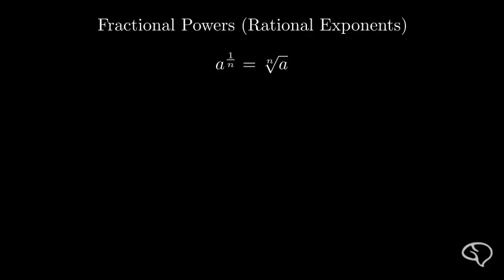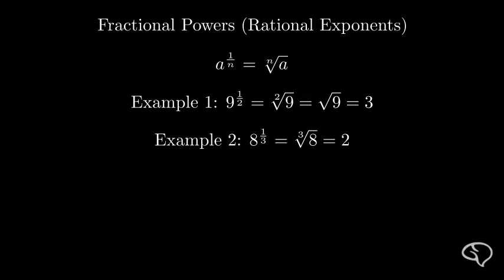Let's look at some examples to make this clear. First, 9 to the power of 1 over 2. Here, n is 2. So this is the second root of 9, which we call the square root of 9. The square root of 9 is 3, because 3 times 3 equals 9. Next, 8 to the power of 1 over 3. Here, n is 3. This is the third root of 8, or the cube root of 8. The cube root of 8 is 2, because 2 times 2 times 2 equals 8.